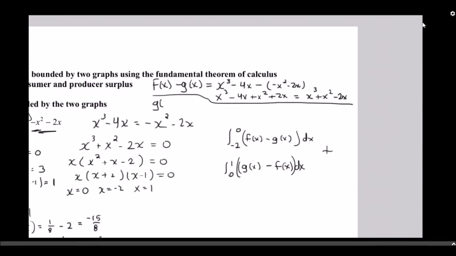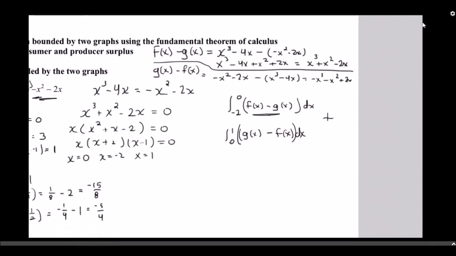Now if we do g of x minus f of x, this is going to be negative x squared minus 2x minus x to the third minus 4x. That's going to be negative x to the third minus x squared. And then that's going to be a positive 4x minus the 2x, so that's going to be a plus 2x. So now I can make substitutions here.